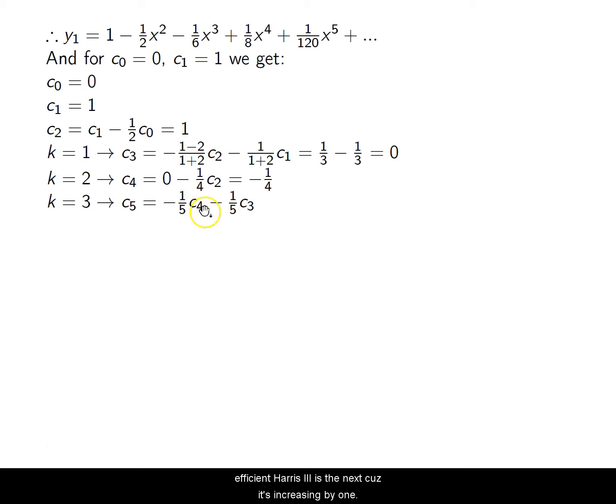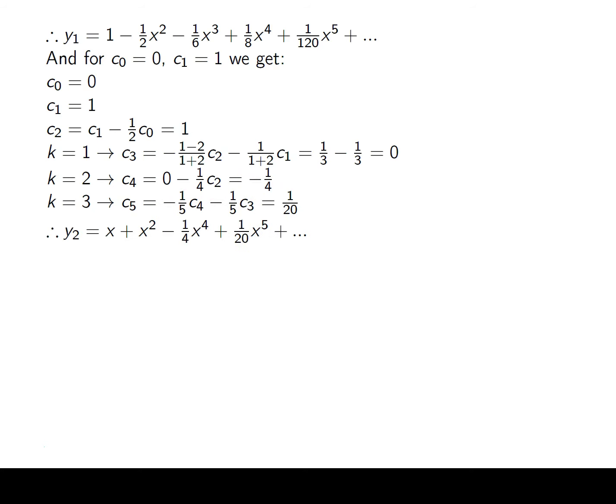So c4 is the first coefficient here, c3 is the next because it's increasing by 1. So this has the same denominator, right? They always have the same denominator in this case. So what was c4? c4 was negative 1/4. What was c3? c3 was 0. So I only have negative 1/5 times negative 1/4, or 1/20. So when I throw all of these together, the constant is gone. 1 times x, c2 is 1, so that's an x squared. The x cubed is gone.